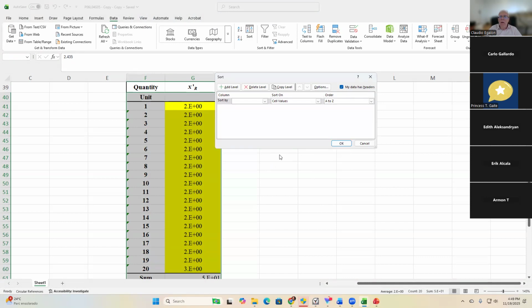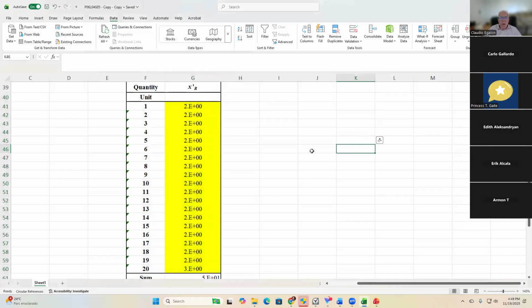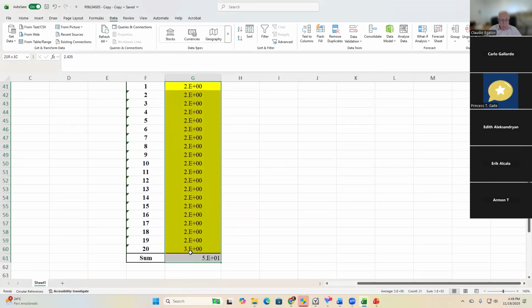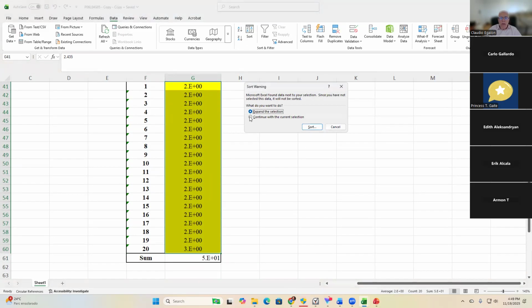Specify. Let's see what's going on here. Why is it not doing that? It's not letting me sort. Let me figure out why it's not letting me sort. Sort. Expand. Continue with the current selection. Okay, I have to click continue.